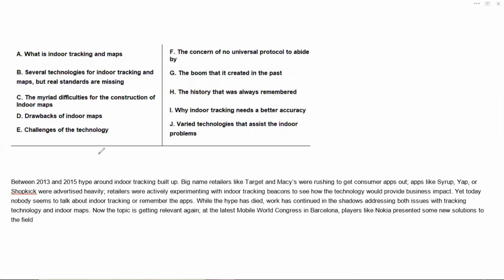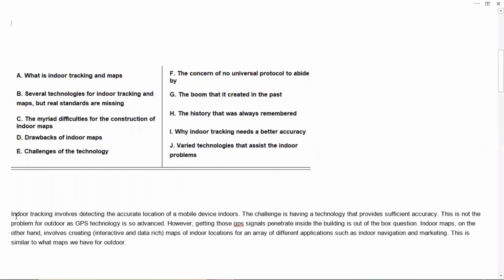I think by now we are pretty much sure. We have read all the options and are, at the same time, aware of the number of options that exist. And the answer is the boom that it created in the past for this one, and this is eliminated. I'm pretty much sure this is G. So let's talk about the second paragraph.